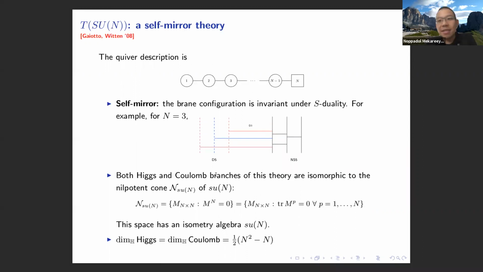Yes, it is a self-mirror theory. The Higgs branch and Coulomb branch are the same, of course, because mirror symmetry exchanges Higgs and Coulomb branch, so they must be the same if the theory is self-mirror.